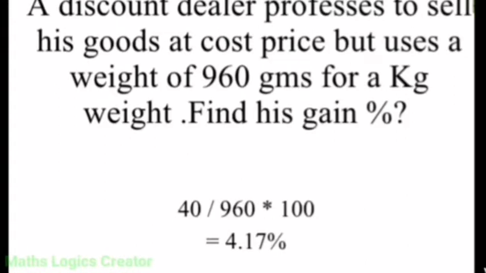The next question: a dishonest dealer professes to sell his goods at cost price but uses a weight of 960 grams per kg. Find his gain percent. Generally we have 1000 grams per kg, but a false dealer cheats his customers by giving 960 grams per kg. So for every kg he gains 40 grams. 40 is the gain, and cost price is 960 grams, so 40 by 960 into 100. The gain he is going to get is 4.17%.